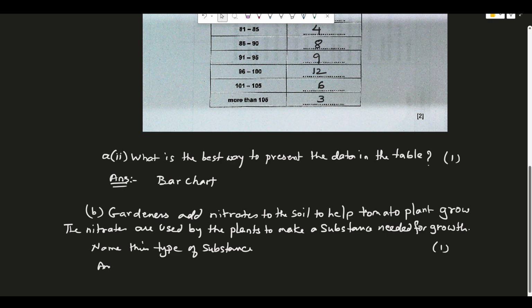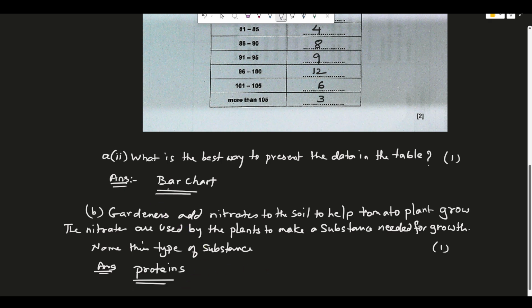The answer to this is, the gardeners add nitrates to the soil for the tomato to grow, and these nitrates are used by the plant to make a certain substance which is essential for growth. That substance is known as protein. Proteins is the answer for this question.